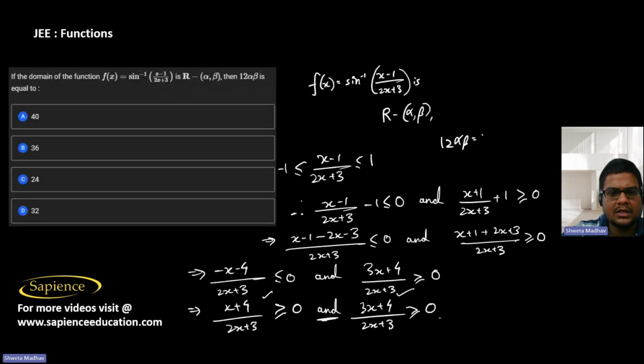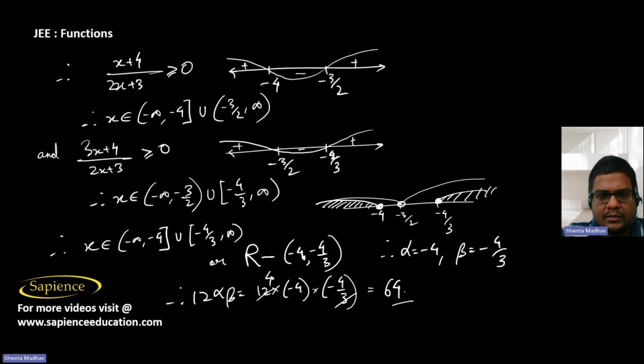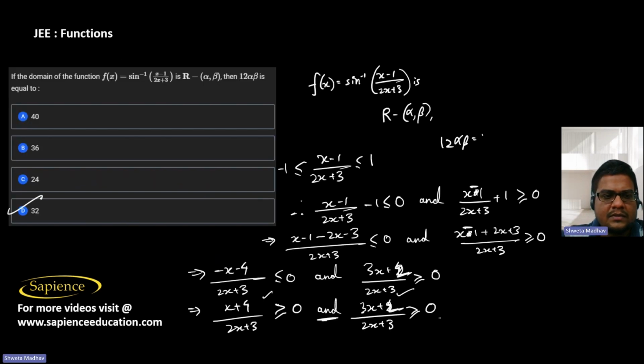Actually, here there was a mistake. This will be minus 1. So this will be 3x plus 2. So the point will be minus 2 by 3. So it will be from minus 2 by 3 to infinity. So this will be minus 2 by 3 and this will be minus 2 by 3. So alpha is minus 4 and beta should be minus 2 by 3. So this will be 4, 4, 16, 16 to the 32. So this will be 32. So option D is the correct answer here.